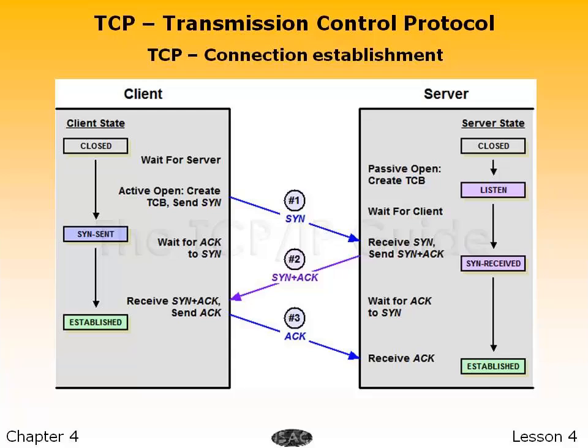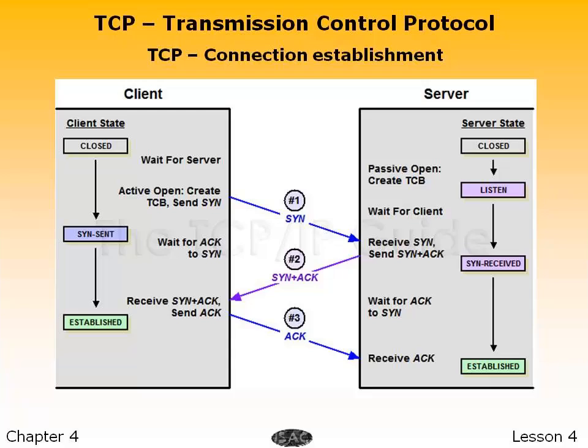TCP protocol operations may be divided into three phases. Connections must be properly established in a multi-step handshake process, connection establishment, before entering the data transfer phase. After data transmission is completed, the connection termination closes established virtual circuits and releases all allocated resources.